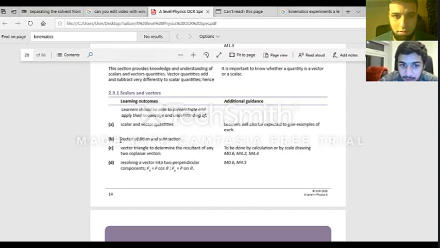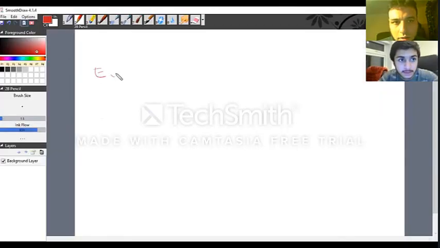Because displacement, when it goes round, it has a direction as well as a magnitude. So when it goes from start to finish, it will either be minus or positive. Okay.